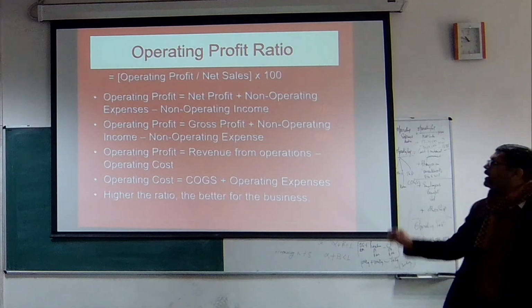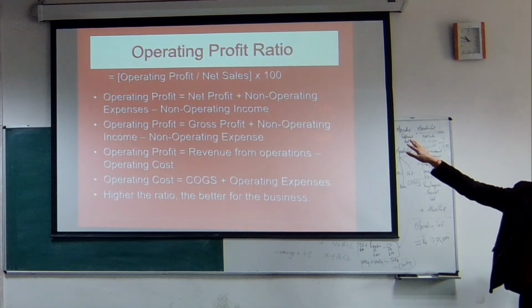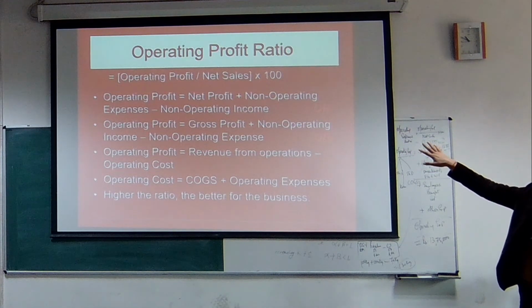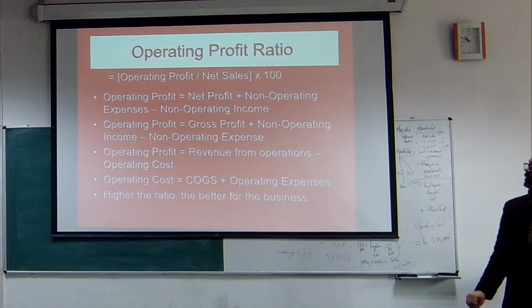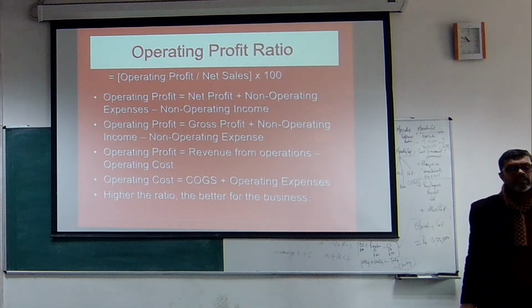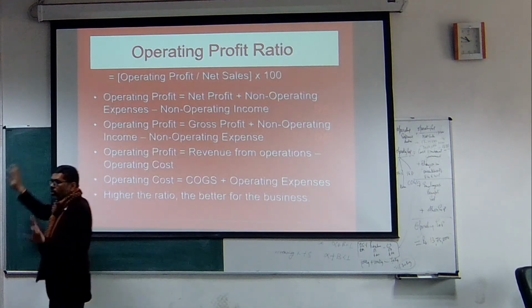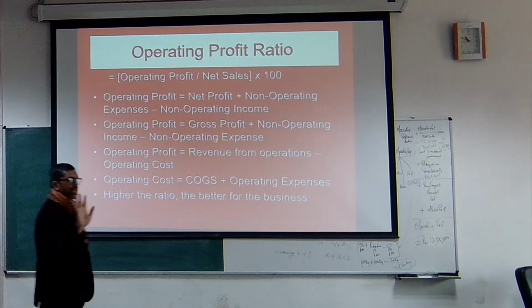Right? Okay. Now the formula is very clear. That is operating profit upon net sales into 100. Clear? Now there are two ways to calculate operating profit. One from the gross profit side, another from the net profit side. But remember, whichever method you use, your operating profit has to be the same.